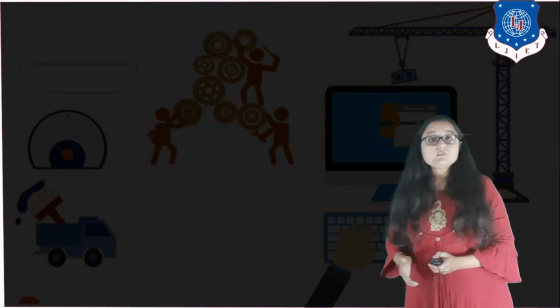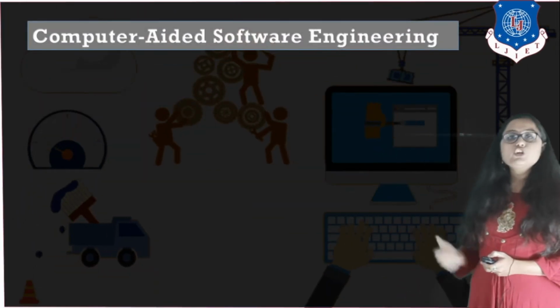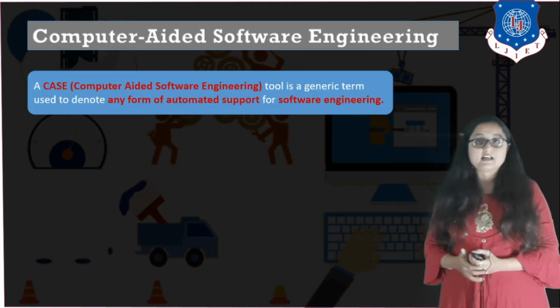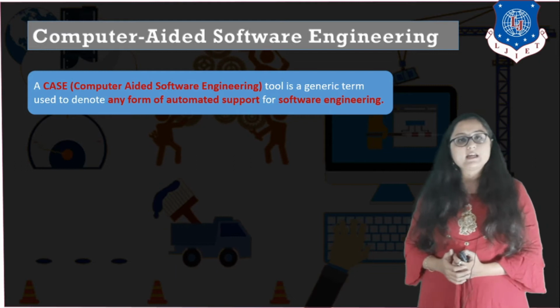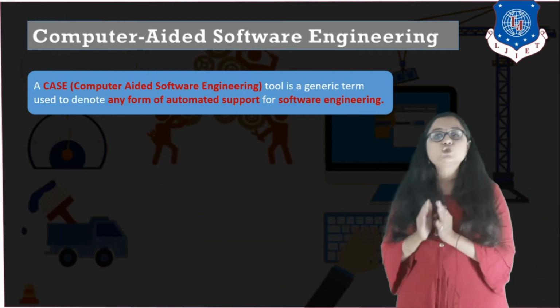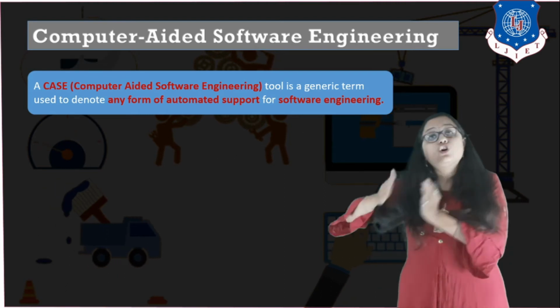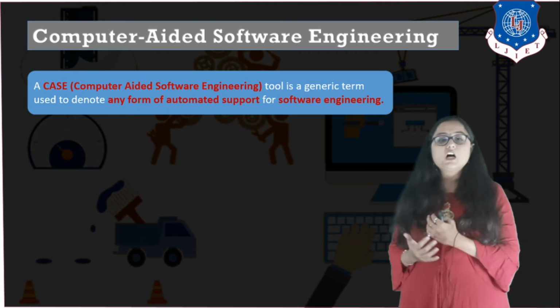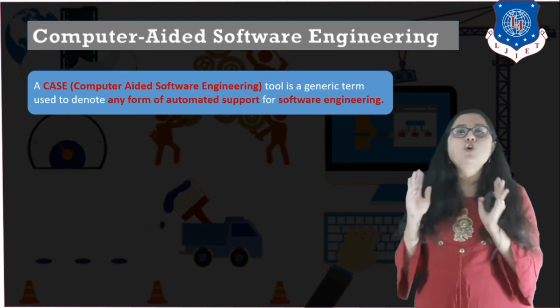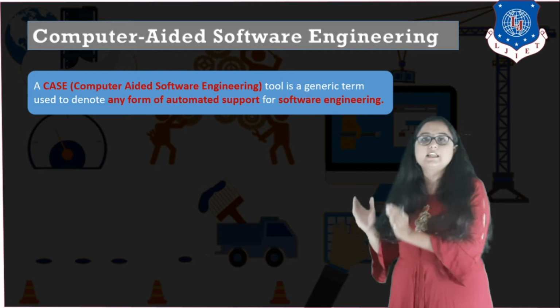Okay, now the next topic of today's lecture is computer aided software engineering, which is also known in short form as CASE. Now what do you mean by CASE? CASE is nothing but a tool, or you can say a set of tools, which is a generic term and it is used to denote any form of automated software engineering task.